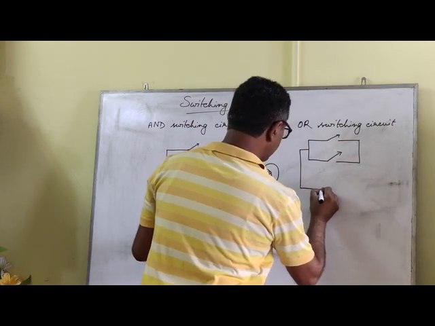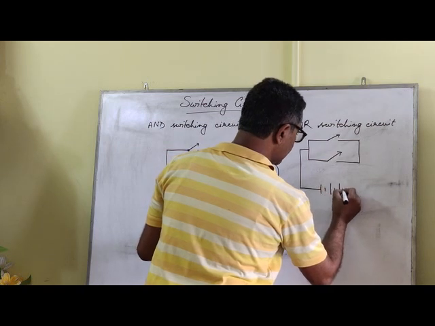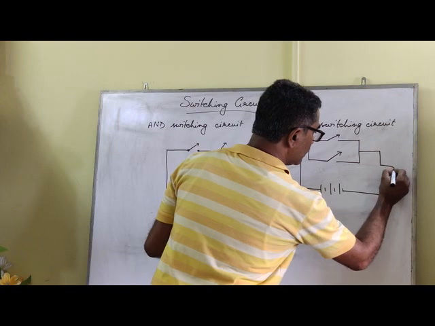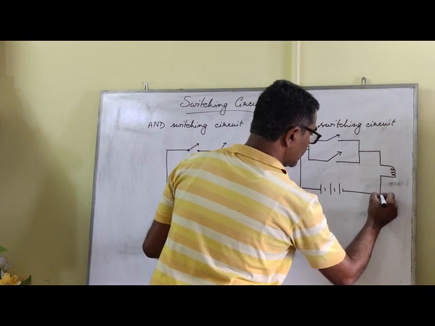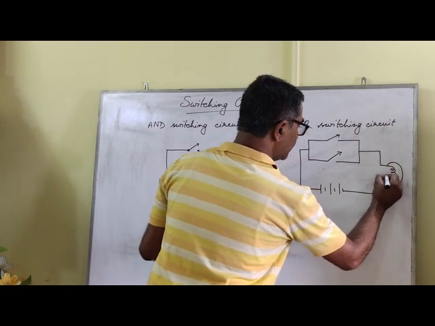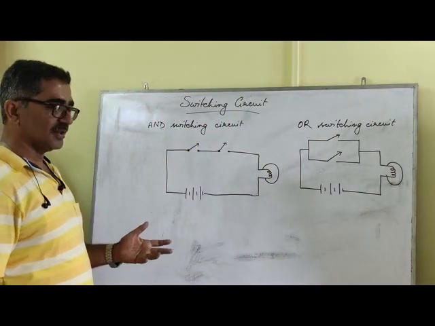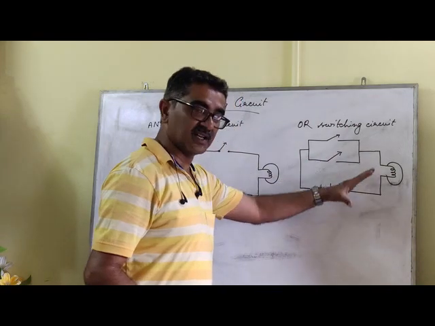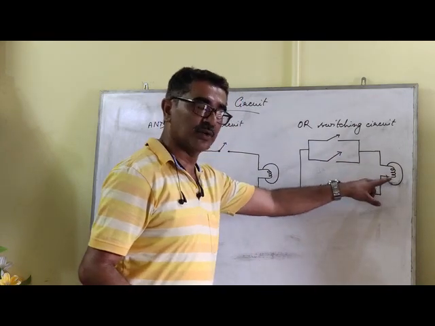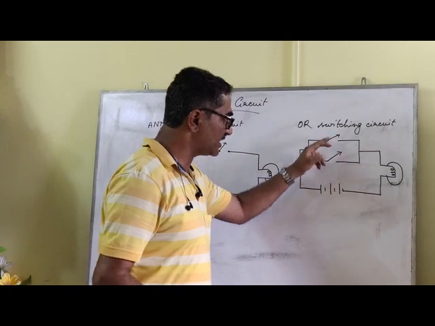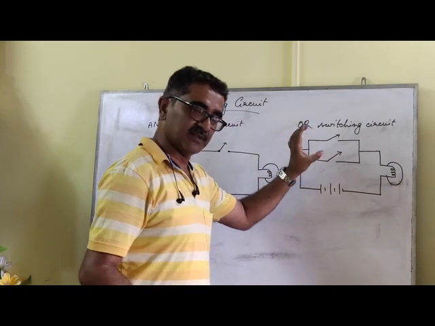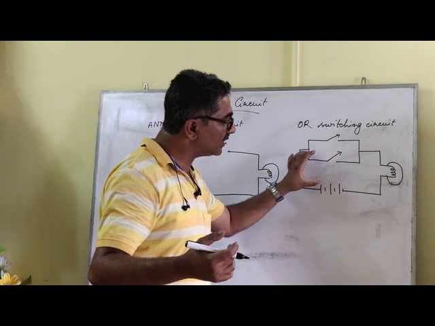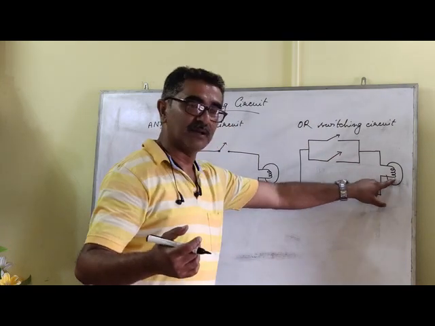And here we have the power supply, and here we have the load. Here is the bulb. Now you can see that when either of the switches is on, the circuit is closed and the load is used. That is, the bulb glows in our case, with either switch or both switches. In all these three cases, whether this switch or this switch is on or both are on, the circuit becomes complete and the bulb glows.